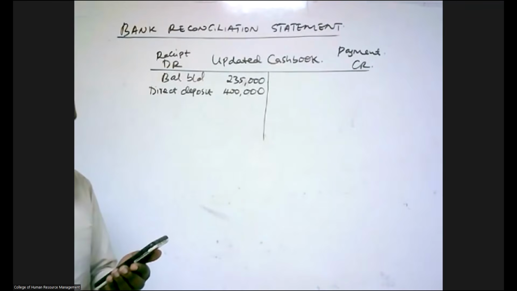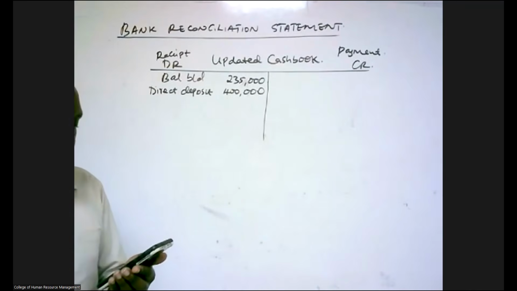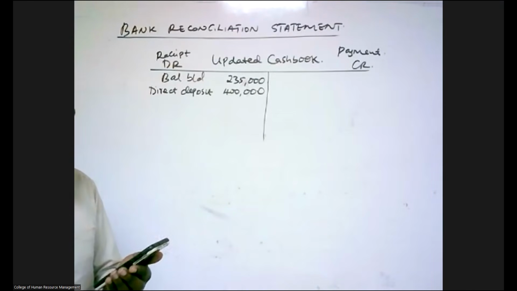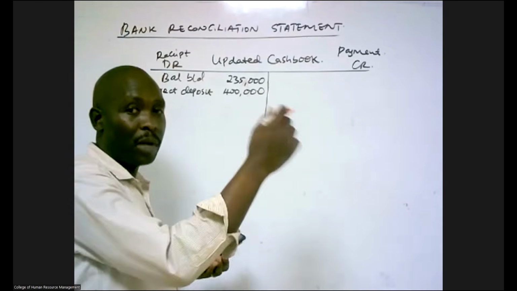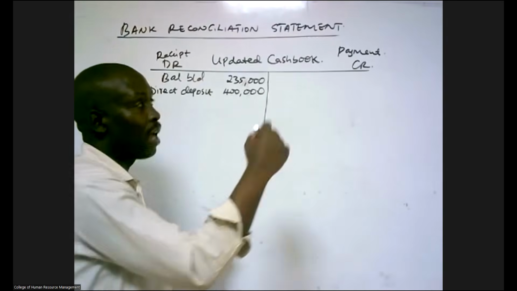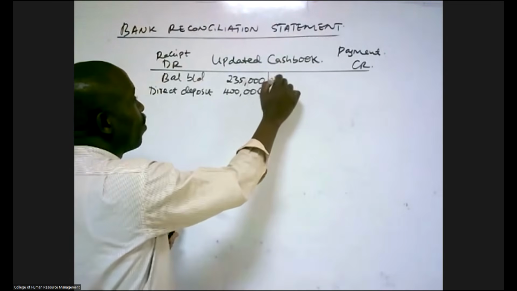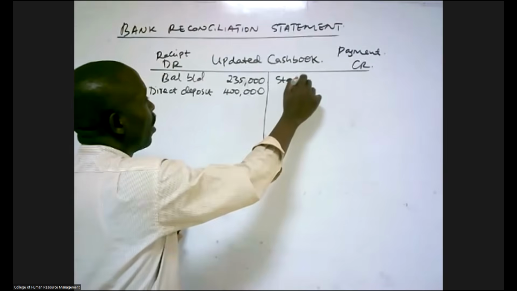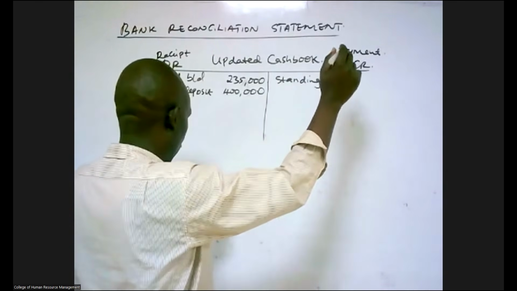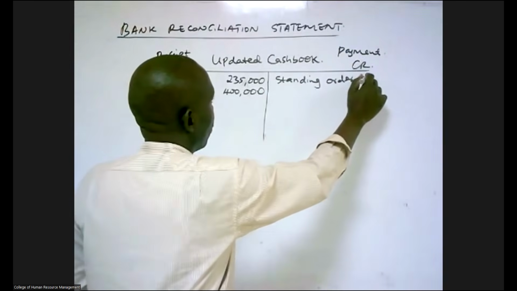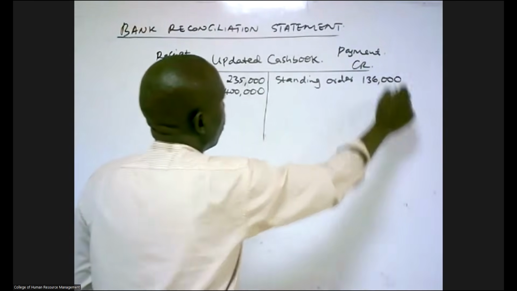There was a standing order of 136,000 to pay rent for Udugu Housing Company. A standing order is a payment that was made by the bank, but not yet recorded as a payment in the cash book. We put it on the payment side. Standing order of 136,000.